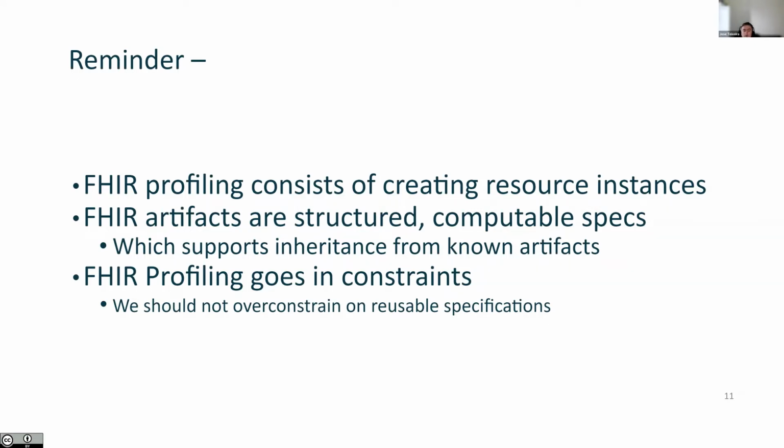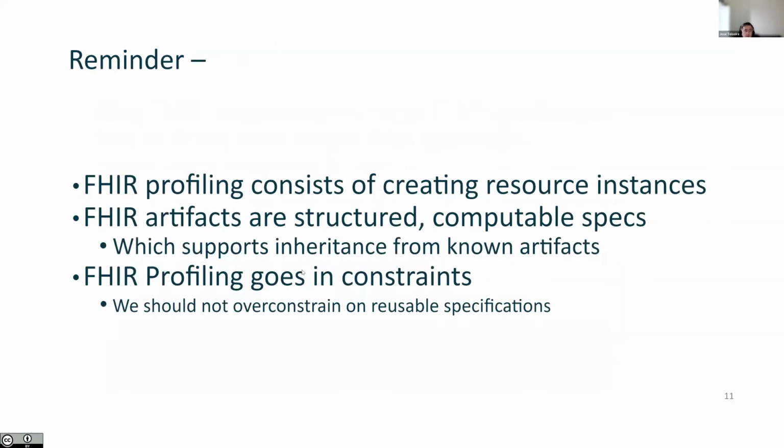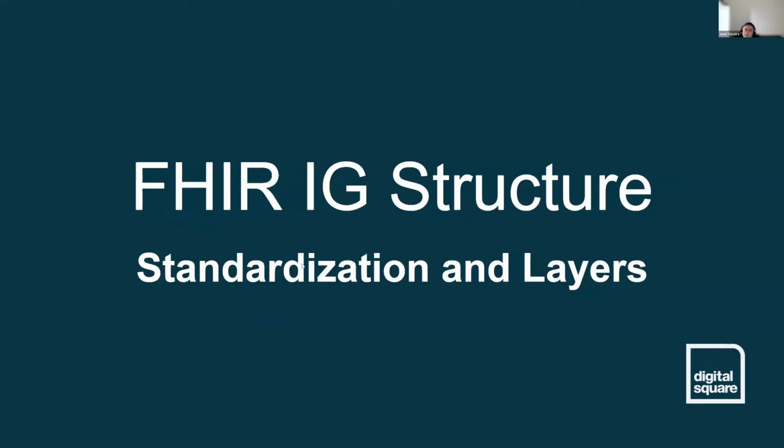We should not over-constrain on reusable specifications, meaning that if I make my national constraints, my national guidance and my standard constraints like OpenHIE, IHE, very strict, then this means that the layer above has to be even more strict, and that's something that we might not want, because it might harm the inheritability of the specifications. I hope this is somehow making sense. I hope it will be clear when we go into examples. But all of these are things that we discussed in the profiling webinars.